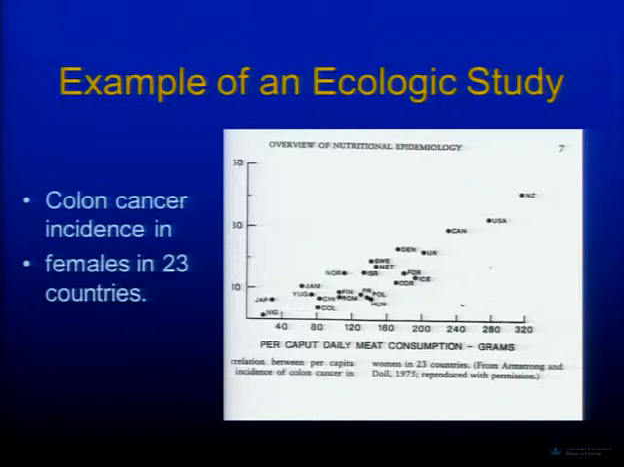So here's an example of an ecologic study. And this is what I mean by sometimes the rates will look much better in an ecologic study. So this is looking at 23 different countries. Each of the countries is named here. You can see the United States is here. You can see Japan is all the way down here. And it's looking at the daily meat consumption, and then the colon cancer incidence in females on this axis. And you can see that there's a pretty strong relationship here.